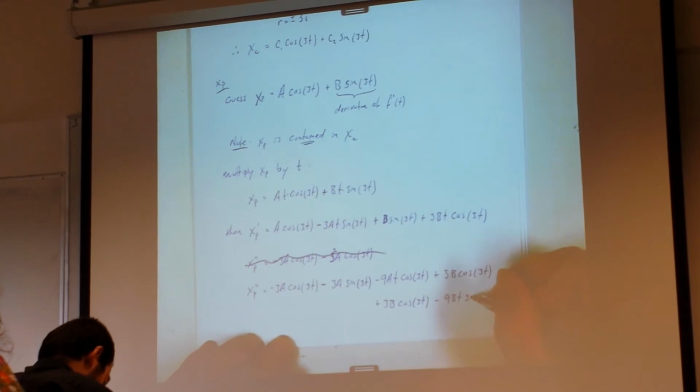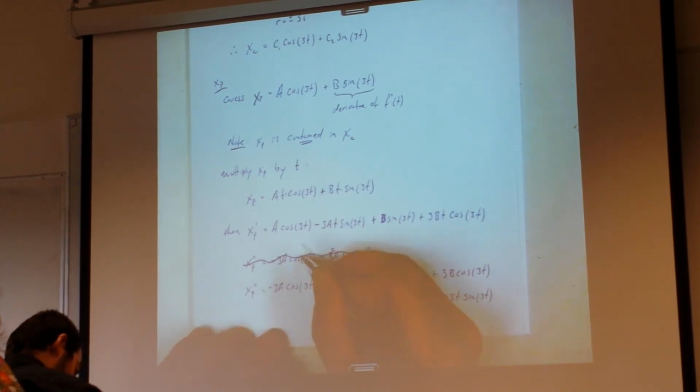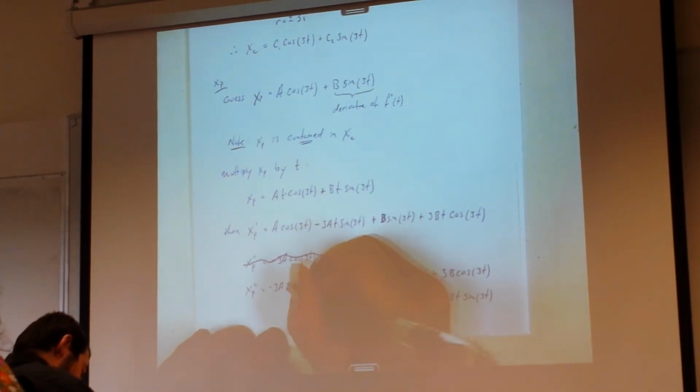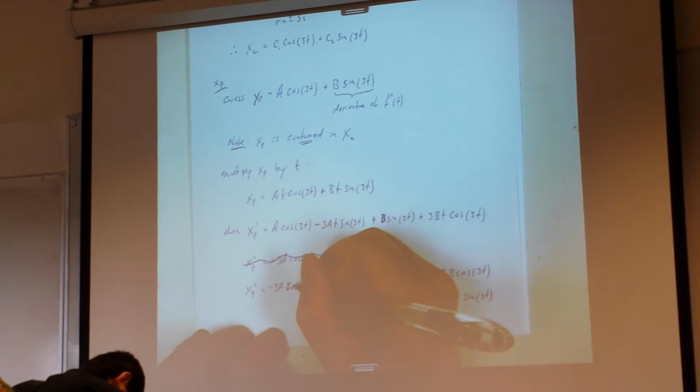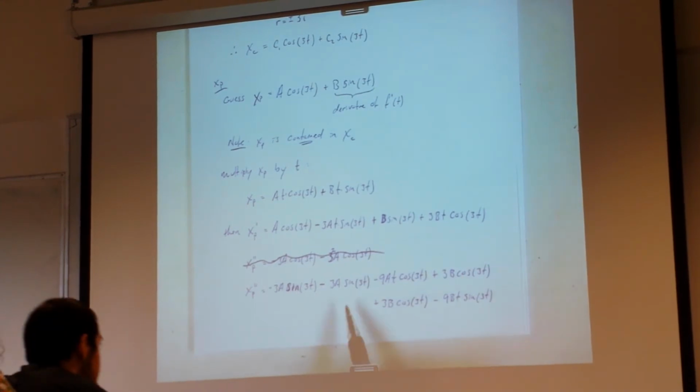Sorry to do this, but the very first term should be negative 3a sine 3t. Oh, right. I'll start with that. Yeah, that was an easy one. Negative 3a sine 3t minus 3a sine 3t.